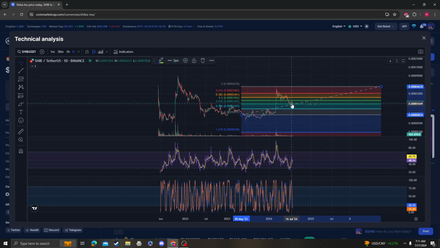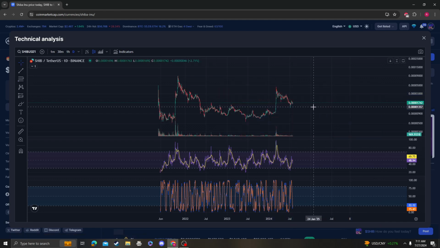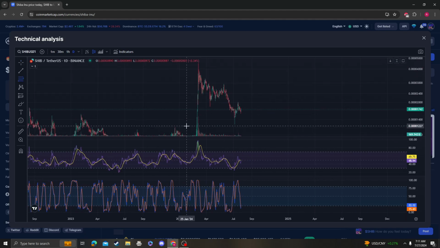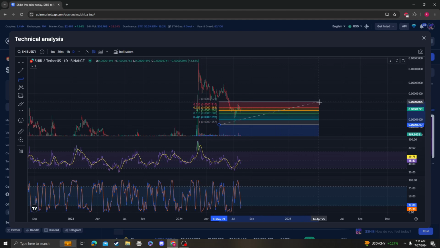Yes, it did. So we bounced. Areas of support for Shiba Inu as of right now, I would say 1683 needs to hold. If that holds, then the targets on the upside will get tagged, in my opinion.